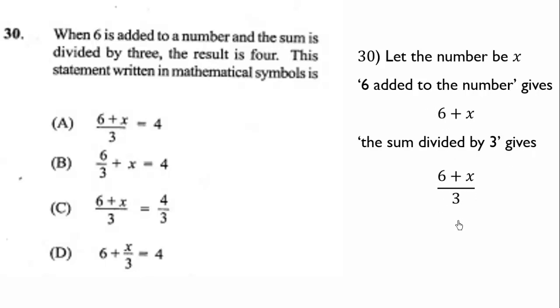Then we're told that the result is 4. It means there's an equality that must come in. So this thing is equal to 4. Therefore, we have 6 plus x over 3 is equal to 4. And that will give us option A as the correct answer.